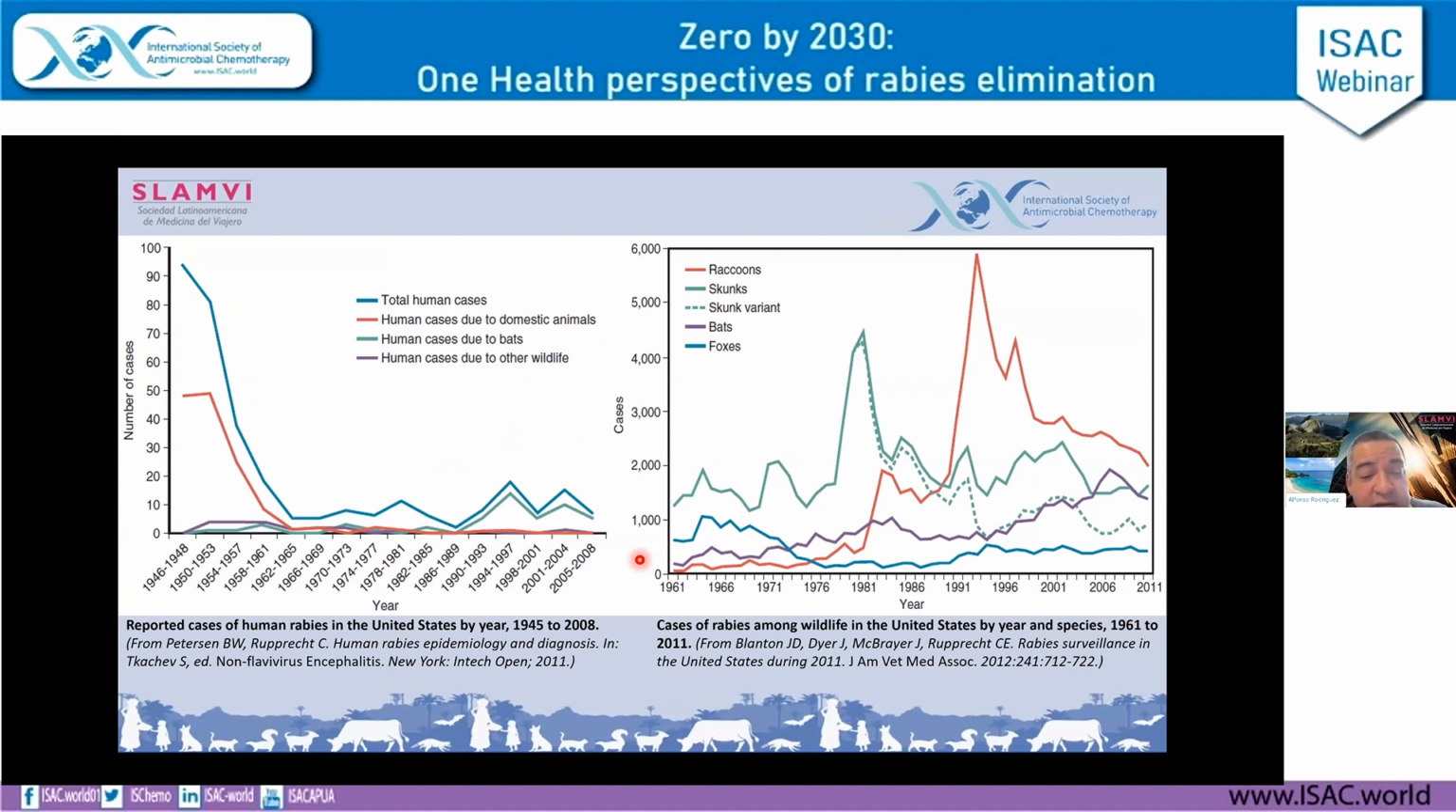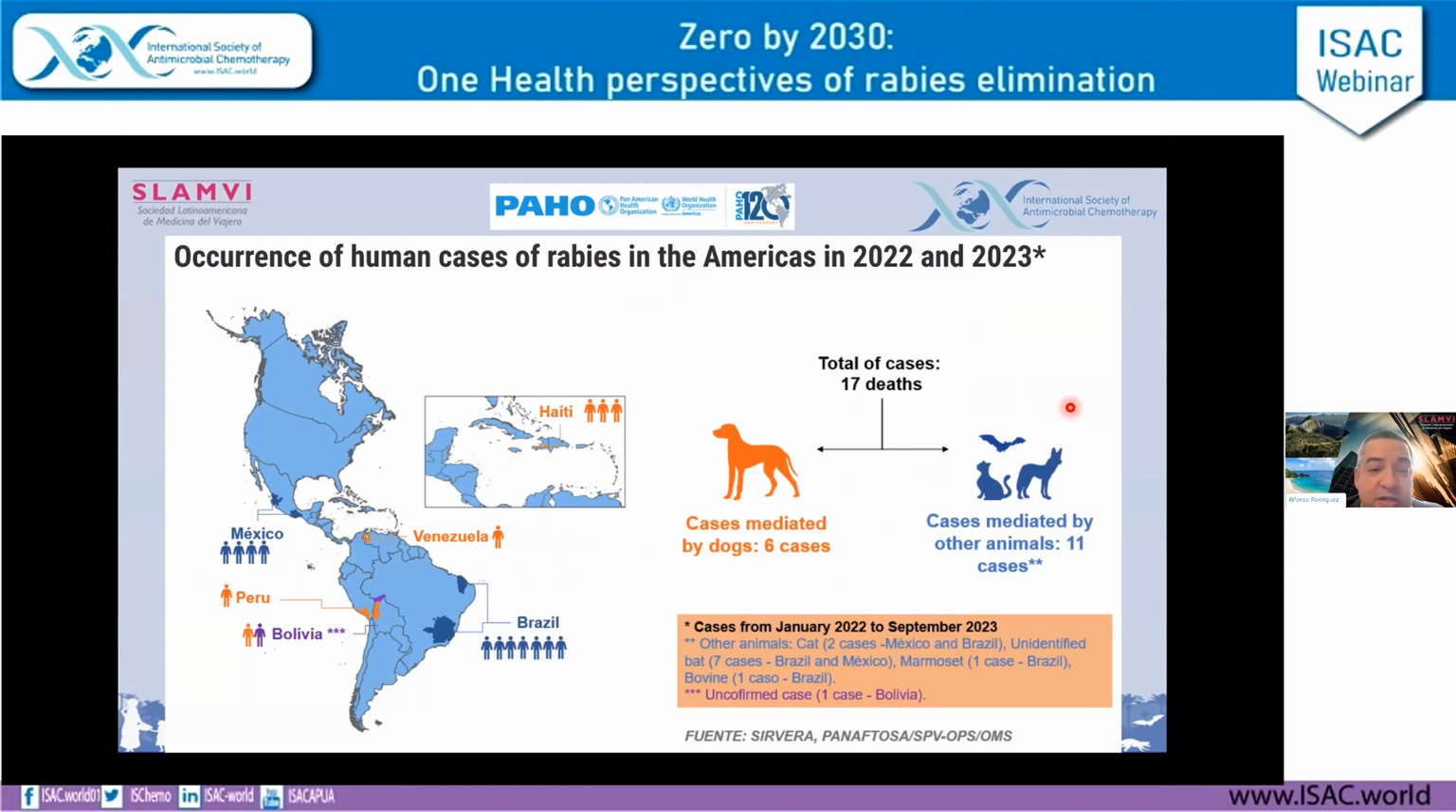Globally, it's interesting to see that we have been decreasing the number of human cases of rabies, not only in general, but from domestic animals, from bats and other wildlife. But it's still important, as has been stated in the United States, that there is an increase in detection of rabies among wildlife, in different species, including raccoons, skunks, bats, and foxes over the years. And certainly, in the Americas, it's important to consider the need to reduce dog-transmitted rabies, but we have other cases mediated by other animals.